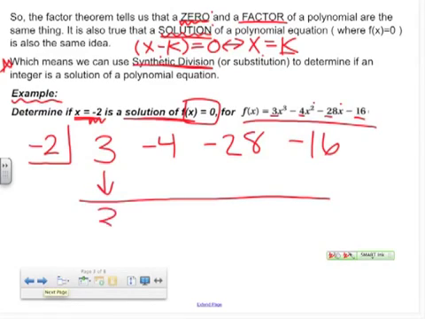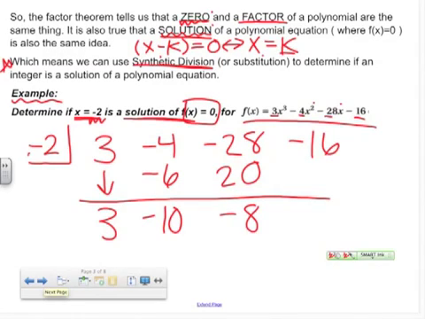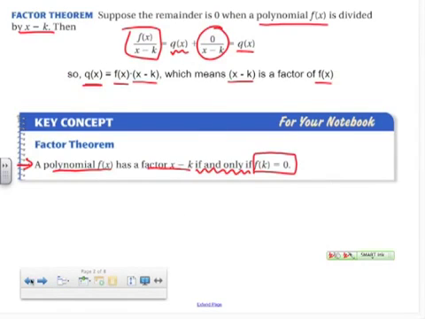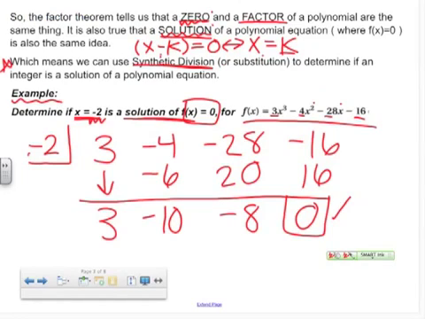So we bring down the 3, multiply by the box, get -6, add to get -10, multiply by the box to get 20, add to get -8, multiply by the box to get 16, and we get a remainder of 0. So this remainder tells us that, if you remember over here, if we get a remainder of 0, it means that x minus k is a factor of f of x, and if x minus k is a factor, then x equals k is a solution, so -2 is a solution of f of x in this case.